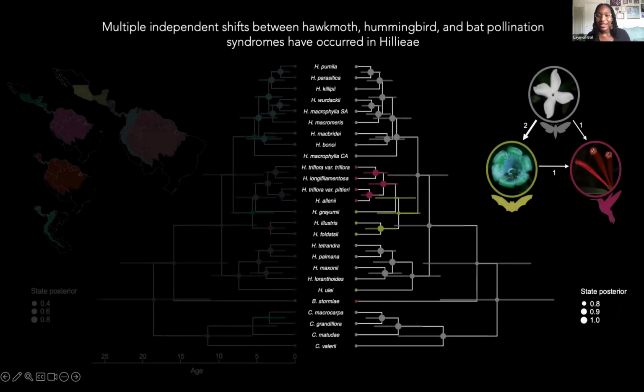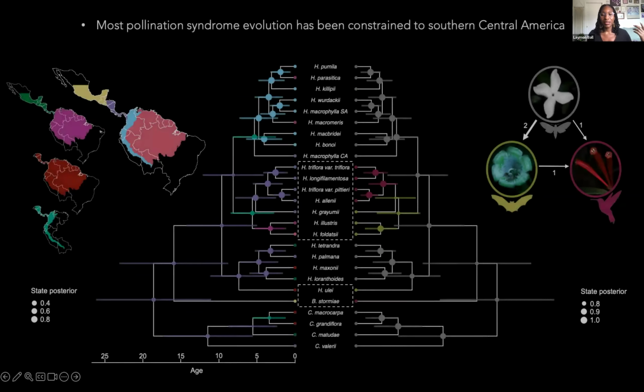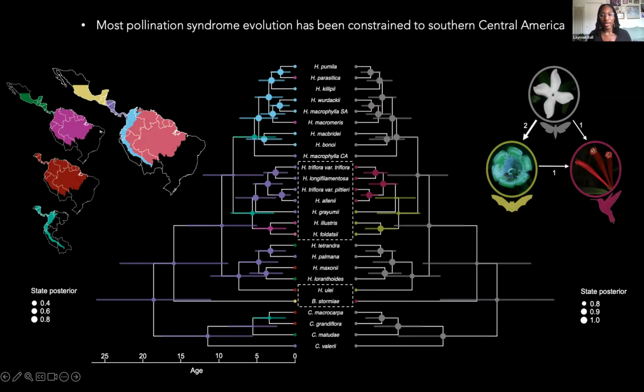Okay, so next, I performed an ancestral state reconstruction of pollination syndromes. Based on these results, we found that Hylia was likely ancestrally hawk moth pollinated. We detected 2 independent shifts from hawk moth to bat pollination, one from hawk moth to hummingbird, and one from bat to hummingbird. So taking the biogeographic and pollination syndrome reconstruction results together, it seems like most of the pollination syndrome evolution has happened within Southern Central America, or sometime during species dispersal out of that region.